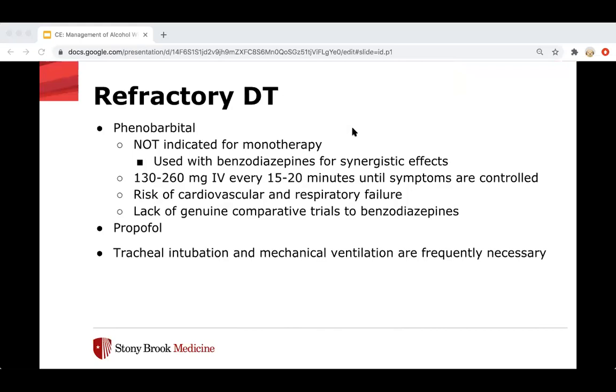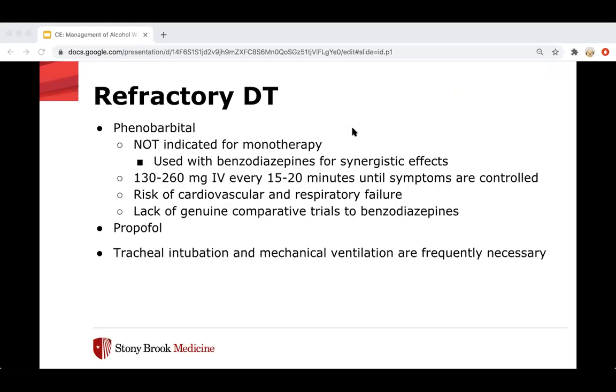Next, I want to talk about refractory delirium tremens or resistant alcohol withdrawal. This may be present if symptoms of severe alcohol withdrawal are not controlled adequately after the IV administration of more than 50 milligrams of diazepam or 10 milligrams of lorazepam during the first hour of treatment. If this is the case, this is when we're going to go to a medication such as phenobarbital or propofol.